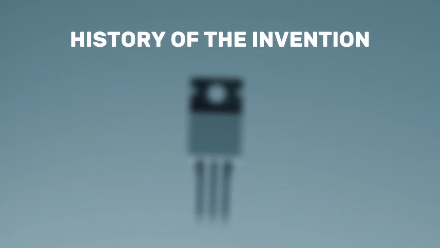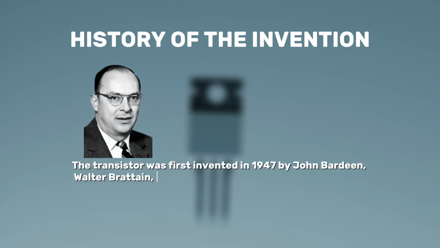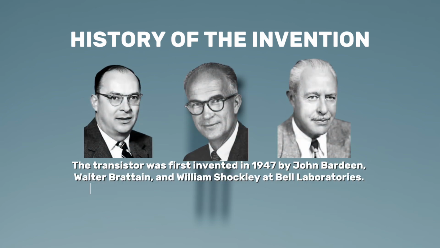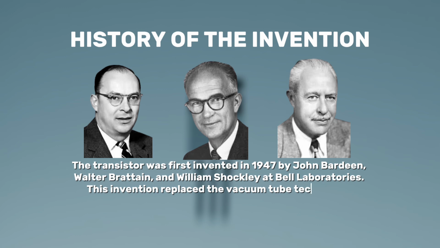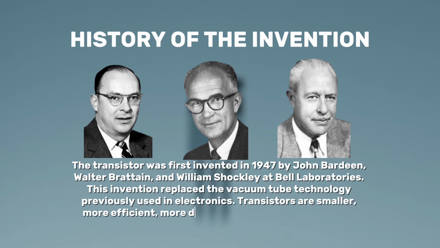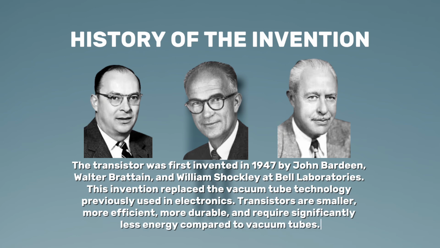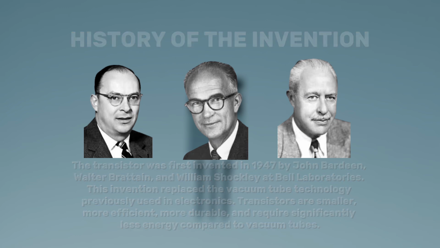History of the invention. The transistor was first invented in 1947 by John Bardeen, Walter Brattain, and William Shockley at Bell Laboratories. This invention replaced the vacuum tube technology previously used in electronics. Transistors are smaller, more efficient, more durable, and require significantly less energy compared to vacuum tubes.